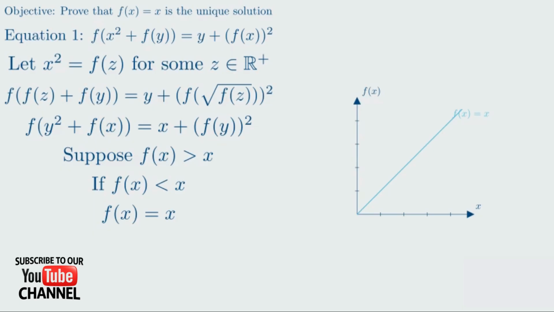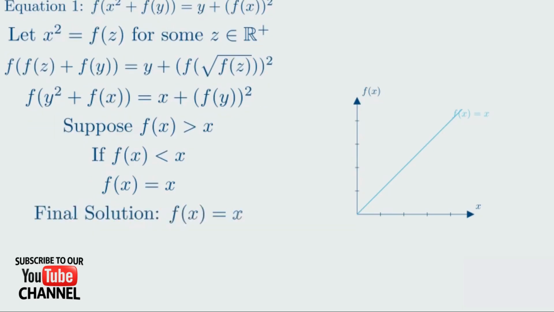In this lesson, we used injectivity to narrow down our search and verified that the identity function is the unique solution to this 1992 IMO problem.